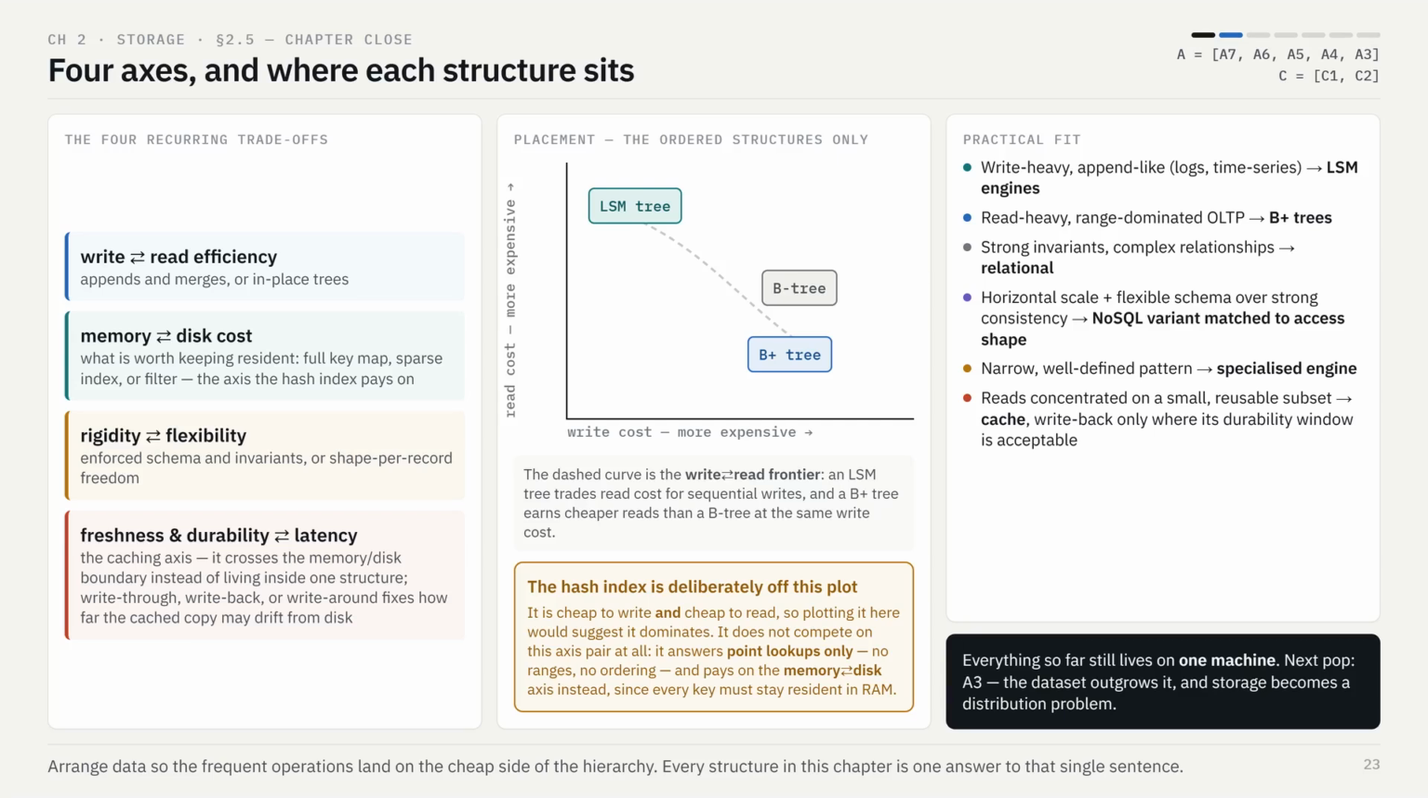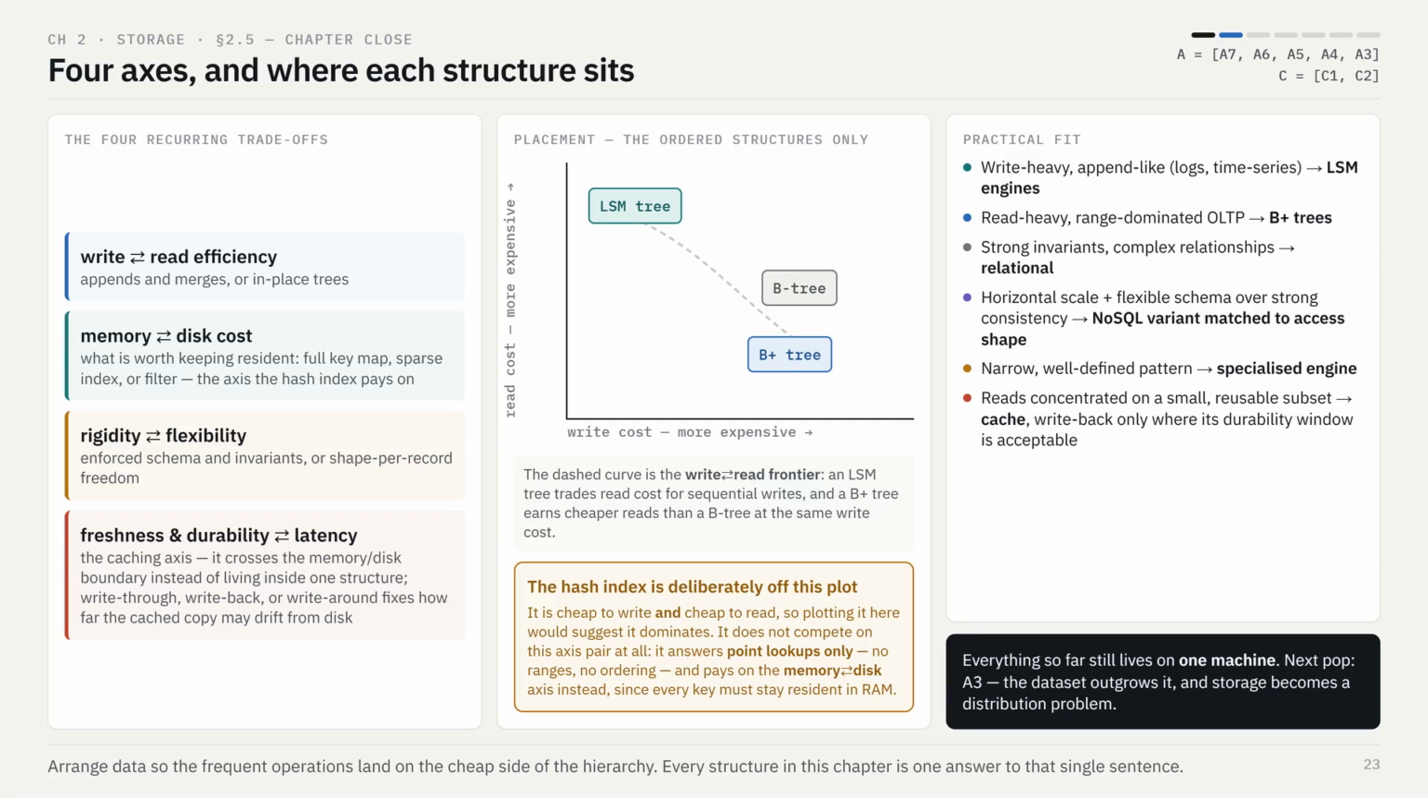In practice, LSM-based engines fit write-heavy, append-like workloads such as logging or time series ingestion. B+ trees fit read-heavy workloads dominated by range queries, the traditional OLTP case. Relational databases fit applications where strong invariance and complex relationships matter more than raw scale. NoSQL variants fit applications where horizontal scale and schema flexibility outweigh the need for strong consistency. The specialized databases are worth their narrower scope only when the access pattern is itself narrow and well-defined.